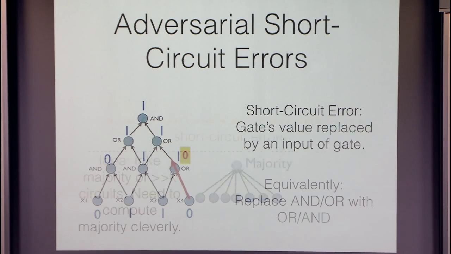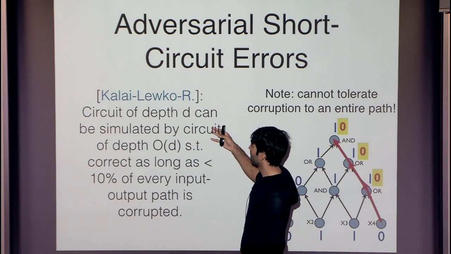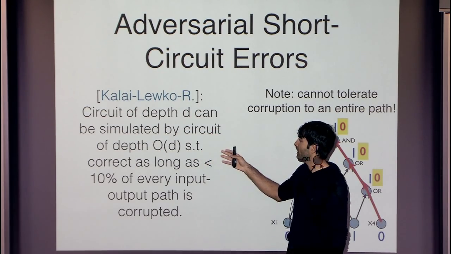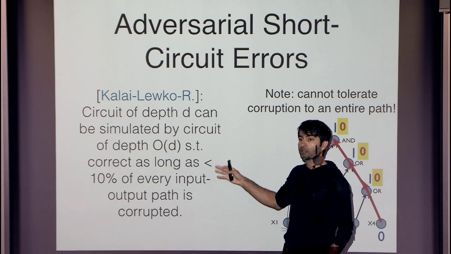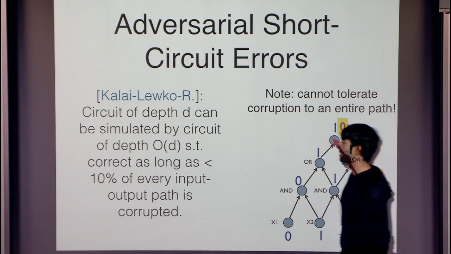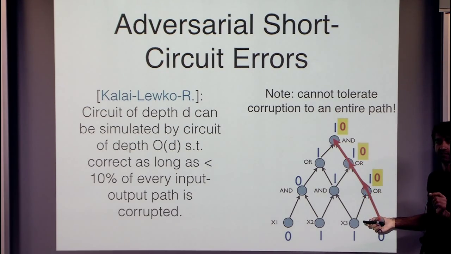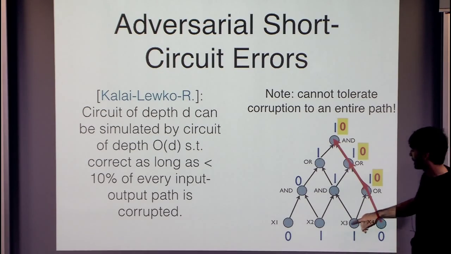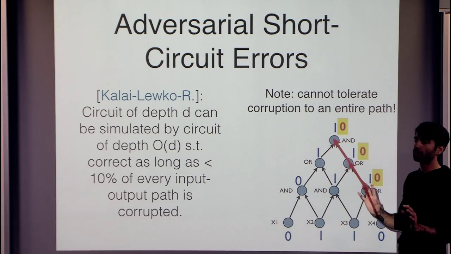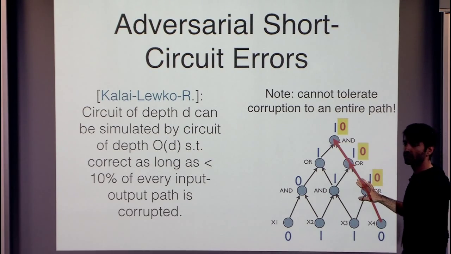So what we showed using tree codes is that you can always take any circuit of depth d and encode it to get a new circuit of depth order d, such that the new circuit computes exactly the same thing as the old circuit, as long as at most, say 10% of every input-output path is corrupted with these AND OR switches. Okay. So the adversary is allowed to take on any input-output path and corrupt up to 10% of the gates there by flipping ANDs to ORs or ORs to ANDs. And the circuit, the resilient circuit will still work.